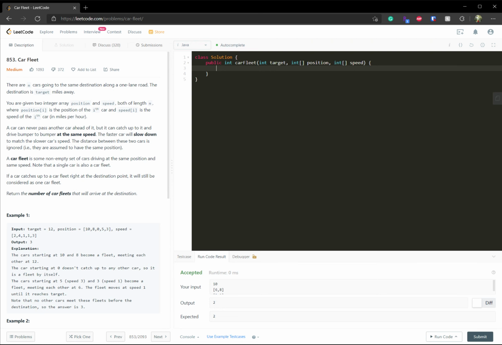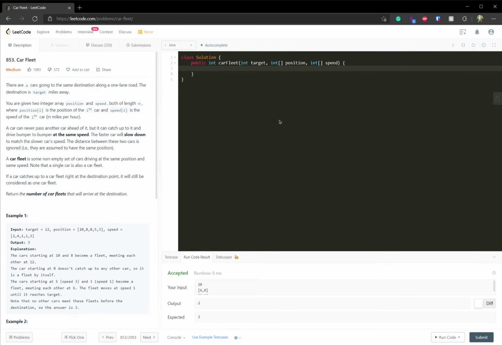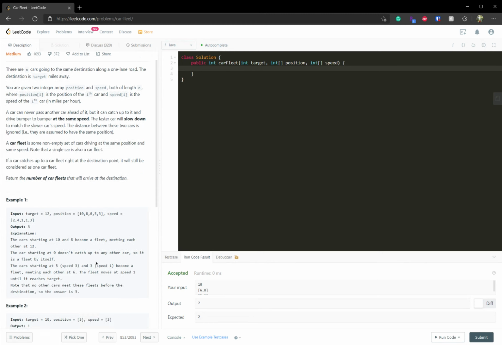Today, right now, I'm going to talk about question A53. We're given a bunch of starting positions of cars and also a bunch of speeds for the corresponding cars. And we have a target that all the cars need to arrive at. A car's arrival speed is dictated by the slowest car before it.